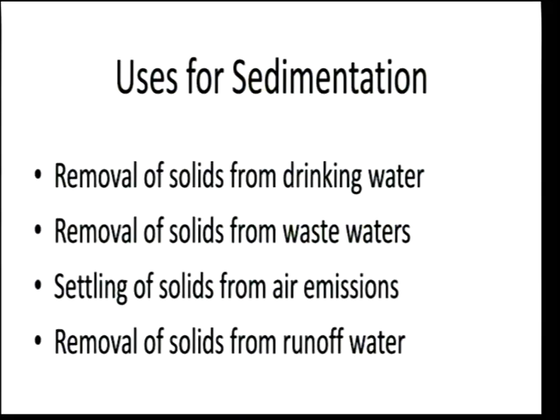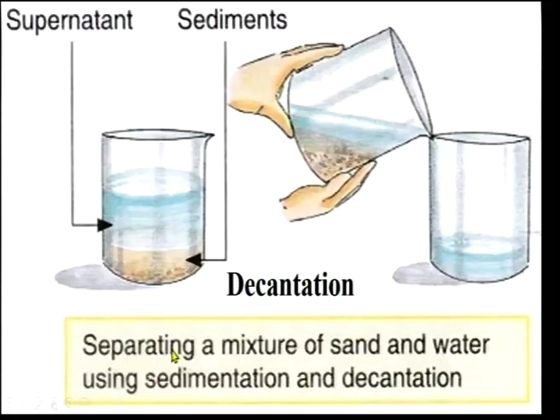Here you can use the sedimentation process for the removal of solids from the drinking water. The uses of sedimentation are removal of solids from the drinking water or from the waste waters. Children, solids settle down and you can easily remove these solids from the running water. So what happens to the water which is floating? You can easily hold it above the container and slowly allow the liquid which is floating into another container.